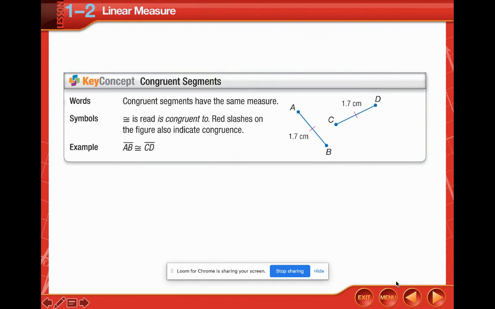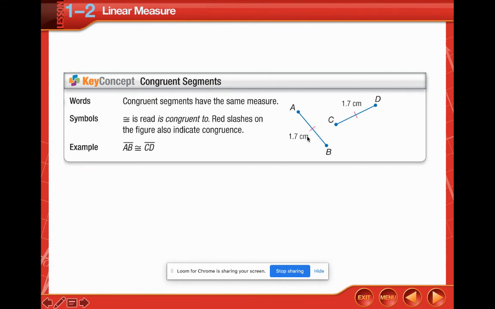All right, congruent segments. Congruent segments have the same measure. So whenever you hear something is congruent, that means that they are equal. So this segment right here is 1.7, and this segment's 1.7. So they're the same. They're equal, but they're also congruent.